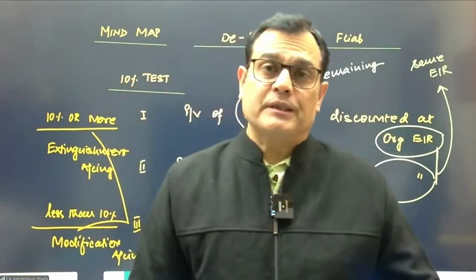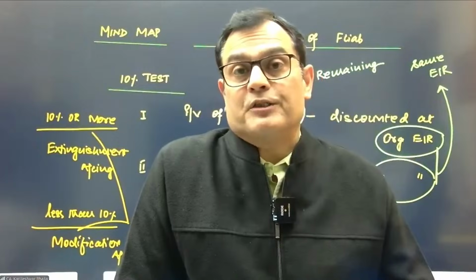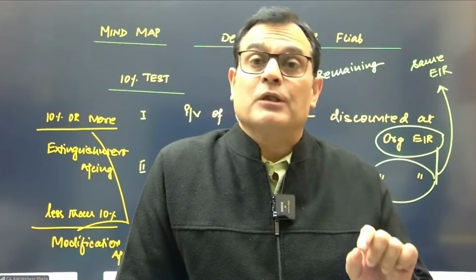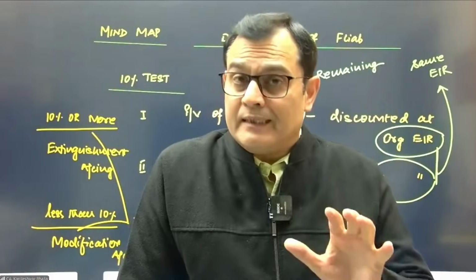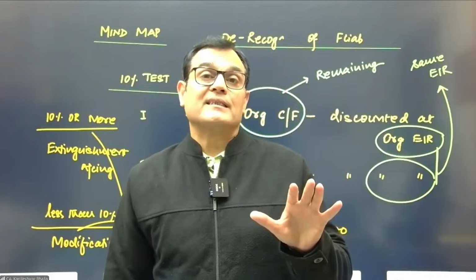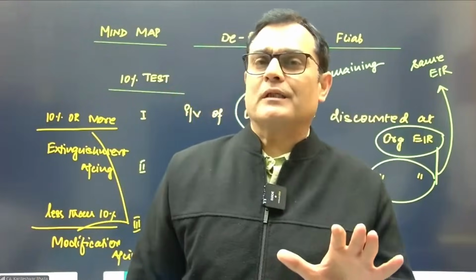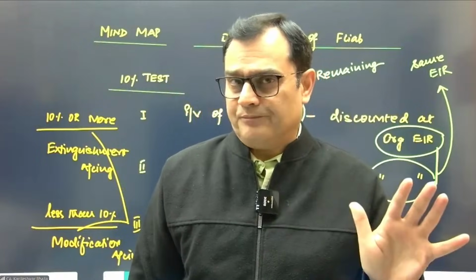So every time you see a question where there is a renegotiation in terms of a financial liability, you need to first of all apply a 10% test to zero in on what kind of accounting is to be applied. And then how does the modification accounting function? How does the extinguishment accounting function? That of course we'll see in the question. What kind of entries will be done? That of course we'll see in the question itself.